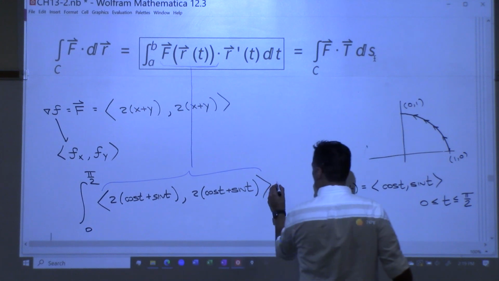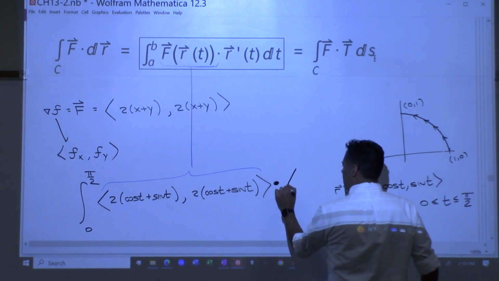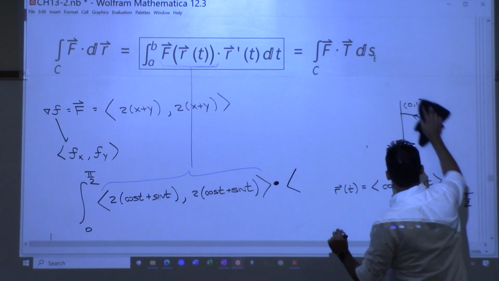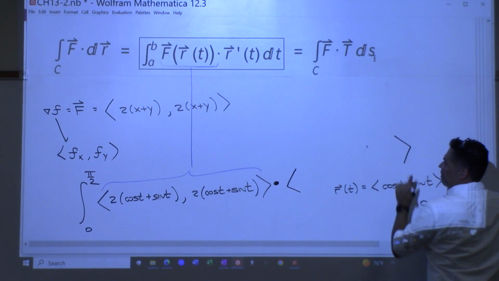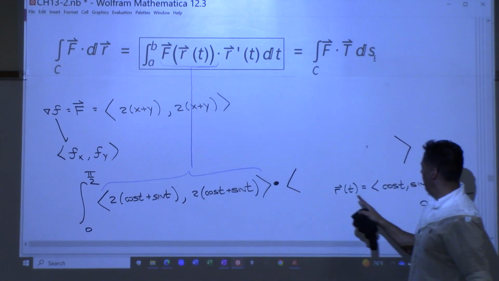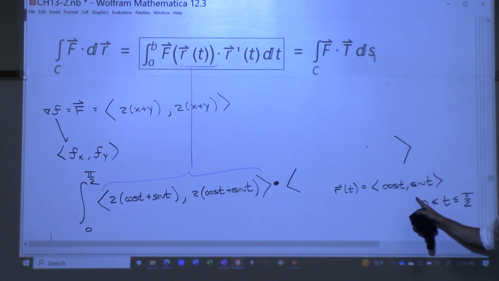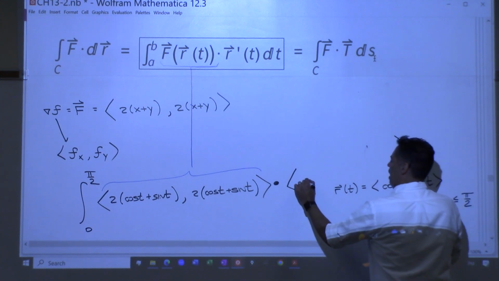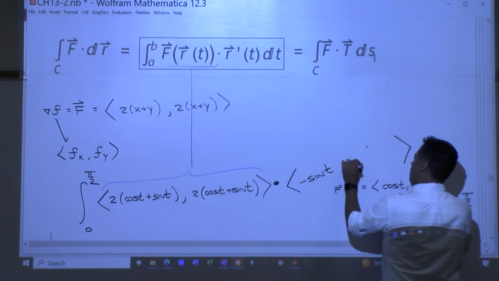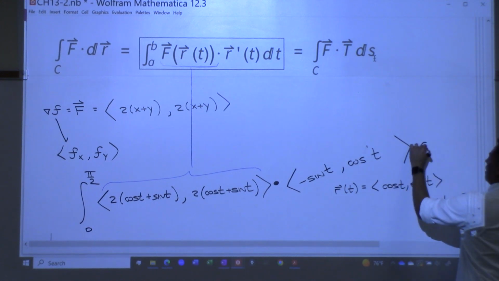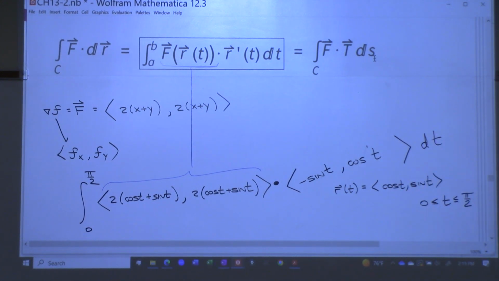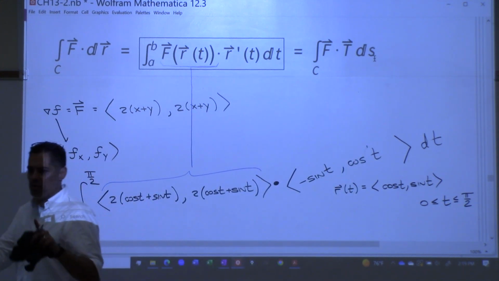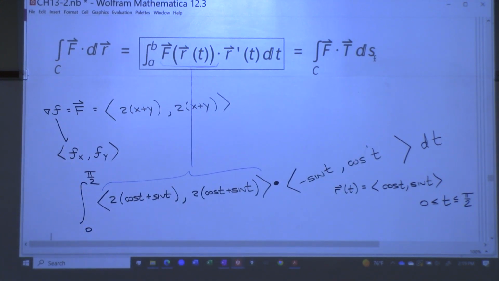So I need to now take the dot product of that with, and I'm kind of out of room here, but I'm going to squeeze it right in here, with the derivative of r. Here's r, right? The derivative of that is another vector function. It's negative sine t, comma, cosine t. And then all of that dt. And that actually looks worse than it is because, remember, dot products were much easier than cross products, right? Dot products, you just multiplied the first components together, then plus the second components multiplied together. So I'm going to do that now.